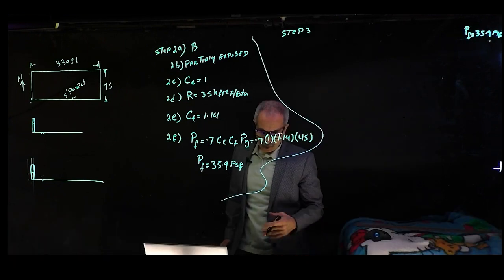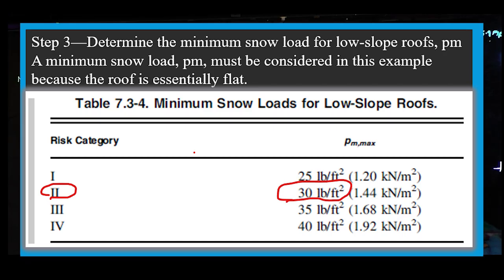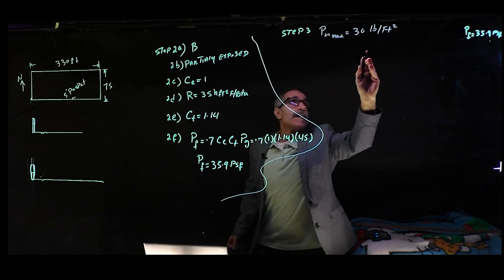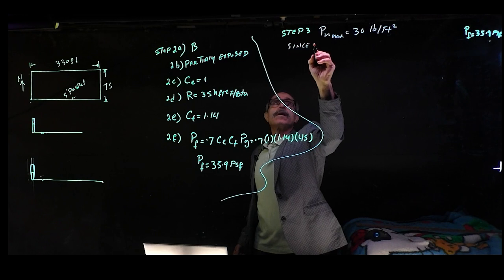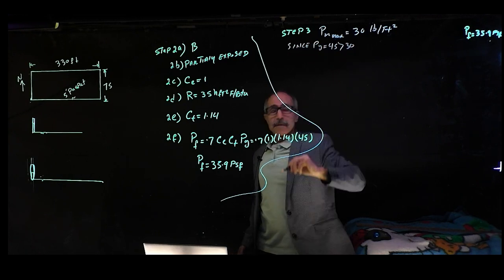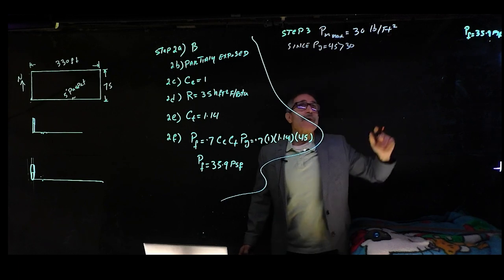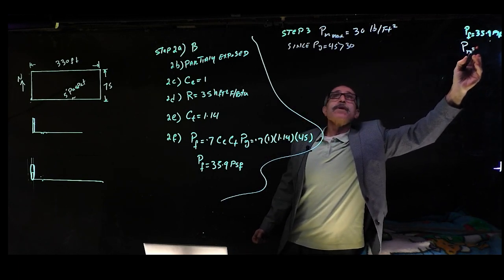Number 3, we're going to look for the minimum snow load PM. Since the roof is flat, a minimum snow load really should be considered, and we're looking at ASCE 7.3.4 on the board, and our PM, the max we can go is 30 pounds per square foot, because PG, which is 45, is more than 30. So our PM max becomes 30 pounds per square foot. Keep that in mind too. So I'm going to write that down here. PM is equal to 30.